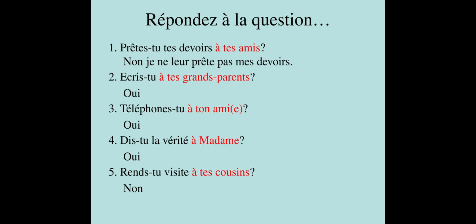Numéro 2, écris-tu à tes grands-parents? Do you write to your grandparents? We needed to say oui, je leur écris. So yes, I write to them. So sometimes you might not have a direct object in your sentence. You might only have an indirect object. That's why it's important to think and ask yourself the question, what or whom, or to what and to whom, so you can find your direct or your indirect object pronoun easily.